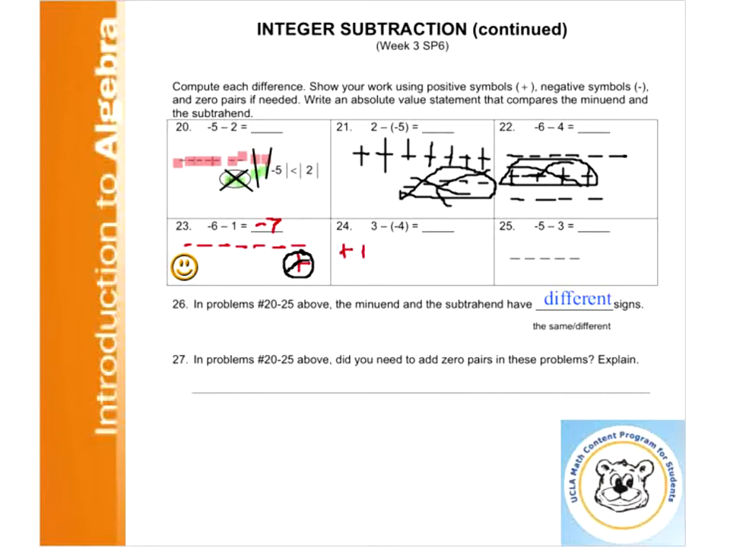All right. So again, it's obvious we needed zero pairs here, okay? And similar to the previous set of problems, they have different signs. But this time, we had to create enough zero pairs to represent the entire subtrahend, right? Because they're different signs, I don't have any of the negative or positive markers to take away from my minuend.